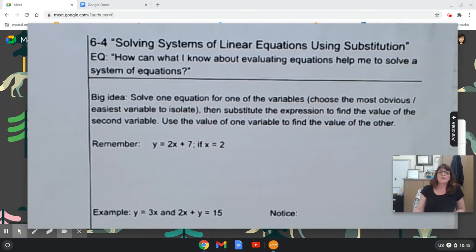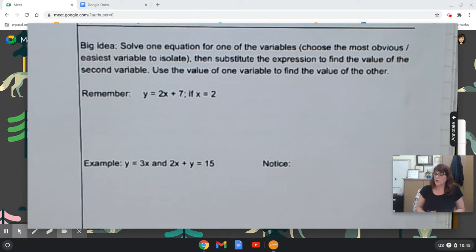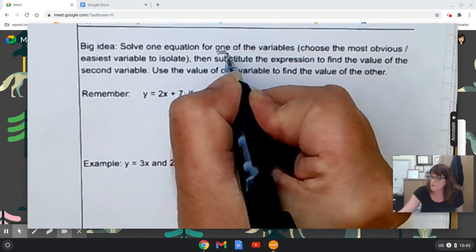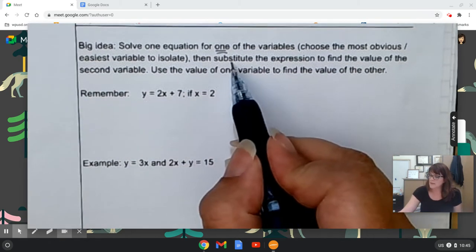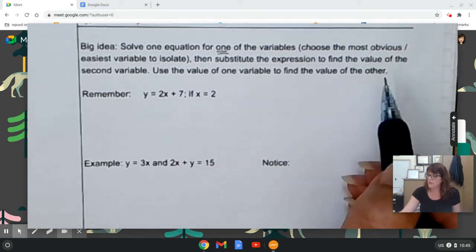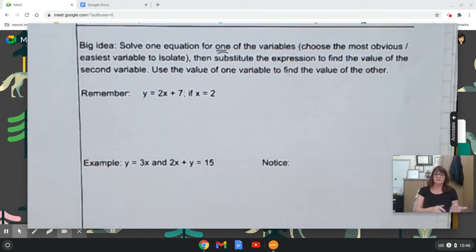Okay. So our big idea is we're going to solve for one of the variables. Choose the most obvious or the easiest. Don't make this more complicated than you need to. Then we're going to substitute an expression or a value to find the value of the second variable. Then use the value of one to find the value of the other. It will make more sense as we do it, I promise. But let's just start with what you already know.